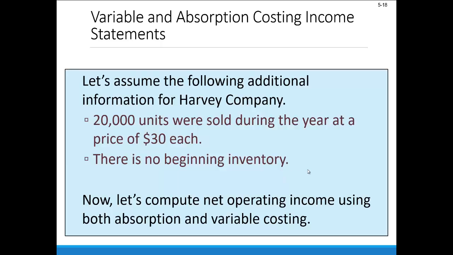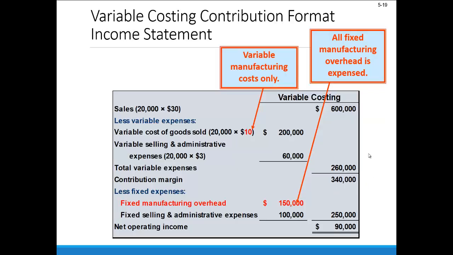So let's assume a couple more things about our Harvey Company example here. Let's say 20,000 units were sold during this first year at a price of $30 each. Let's assume there's no beginning inventory. And let's look at differences in income under our two costing methods. So under variable costing, we'll use the contribution format income statement. That's a pretty natural fit since we're delineating things based on cost behavior, variable versus fixed.